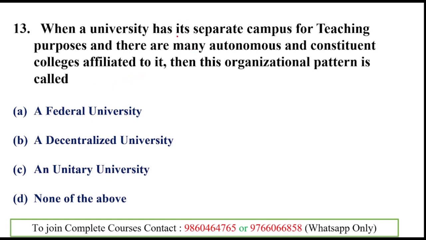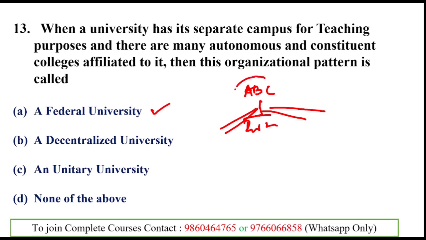So it's a form of university. Here the university has a separate campus for teaching purposes, and also they have autonomous and other constituent colleges. This organizational arrangement is called a federal university, because this is a university, an ABC university, and under this there is an institution and a number of autonomous or constituent colleges, and all of these are under this university. So it has a federal power, or a power of autonomy.